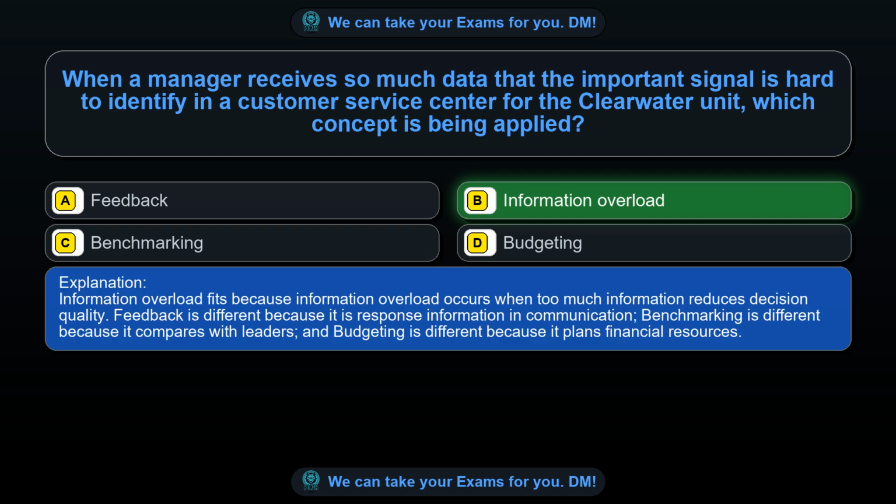Information overload fits because information overload occurs when too much information reduces decision quality. Feedback is different because it is response information and communication. Benchmarking is different because it compares with leaders, and budgeting is different because it plans financial resources.